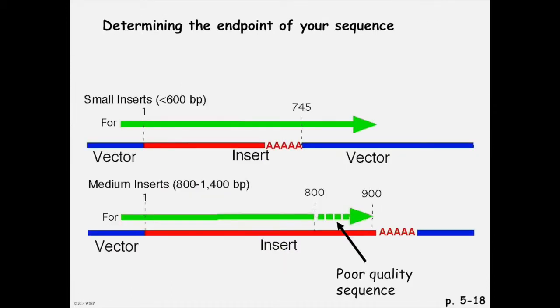Okay, so how do you determine the endpoint of your sequence? If you have a small insert, then most likely the polymerase made it through the entire sample and you see a poly A tail. If you have a medium insert, it becomes questionable as to whether or not the polymerase is going to get there. And if it doesn't reach the end of the poly A tail, you have to make a call of when you think the end of the sequence is. You want to cut it off where it starts looking very poor, but go as far as you can before you make that call.